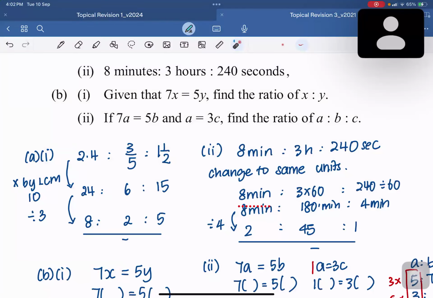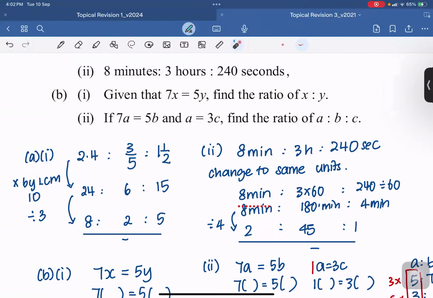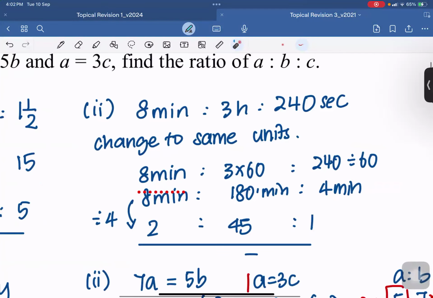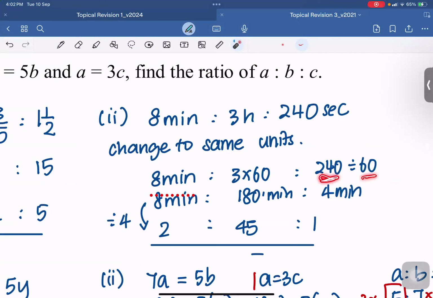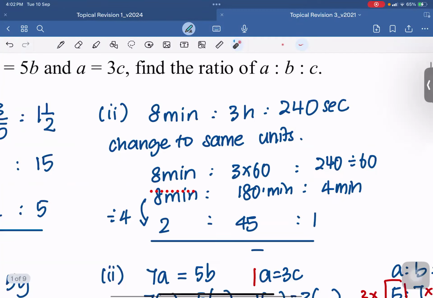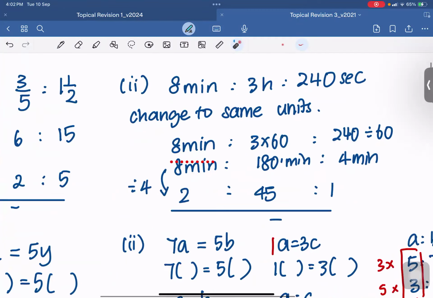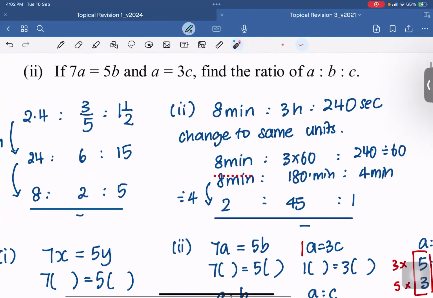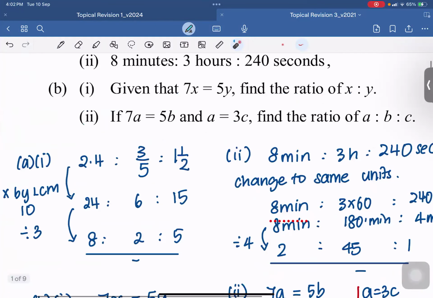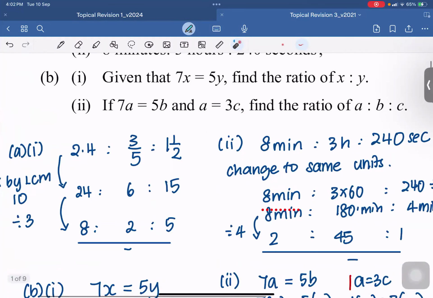Right? So in this case, after we multiply 3 hours multiplied by 60, 1 hour has 60 minutes to give you 180. Then 240 is seconds, divide by 60 to give you 4 minutes. Then we divide by a common factor 4, and you get the answer. Okay, so next part, B part 1 and part 2 are something much similar of a scale.